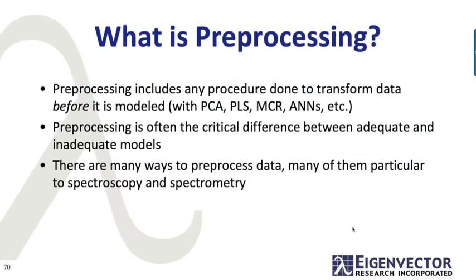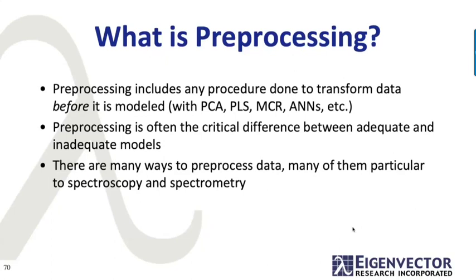So what is pre-processing all about? Sometimes I actually say that the secret of Eigenvector Research is pre-processing. Pre-processing includes any procedure done to transform data before you model it with PCA, PLS, whatever, curve resolution, neural networks. Pre-processing is often the critical difference between adequate and inadequate models. So often it's what you do before. I mean, basically everybody's PLS is the same. The differences are in what you do before that.